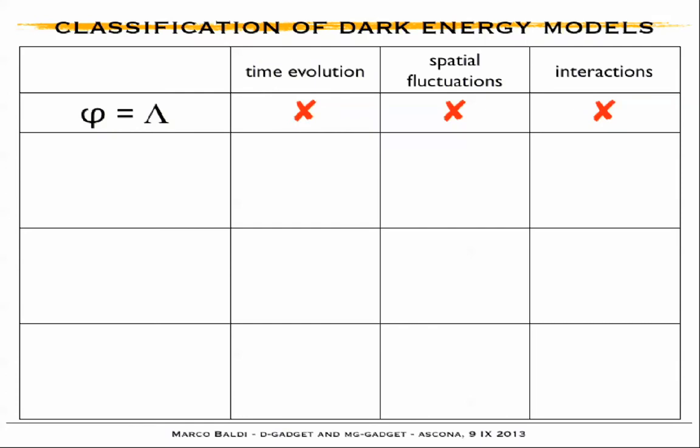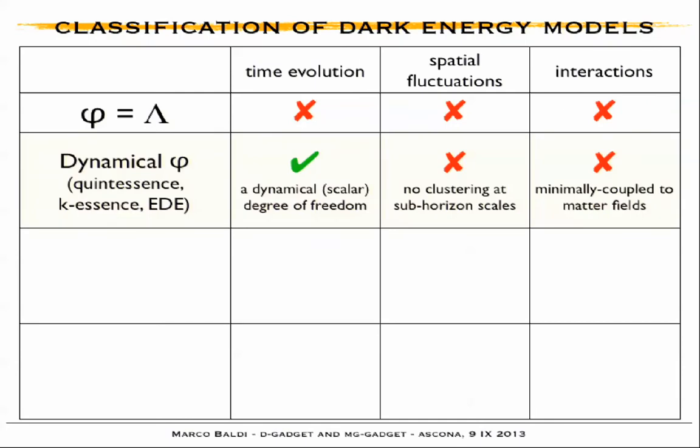And you all know how to run cosmological simulations for this kind of model. But now you can make it a bit more complicated. You can have a scalar field which is dynamical, so that it has a speed phi dot not equal to 0, still having no spatial fluctuations and no interactions. This is what is normally called dynamical dark energy, quintessence, k-essence, or similar. This is very easy to implement in N-body codes because the only thing you have to do is change your Hubble expansion rate. You just change one function, you run your standard code, and everything works.